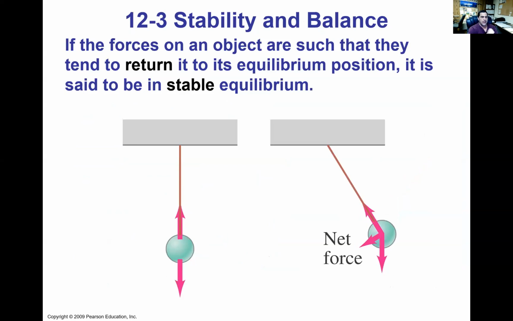Stability and balance. If you have a force on an object such that it returns to its original equilibrium position, it is said to be in stable equilibrium. So if you have a pendulum or a ball hanging from the ceiling and you move it and it has a tendency to want to go back to its original position, that's considered stable equilibrium.